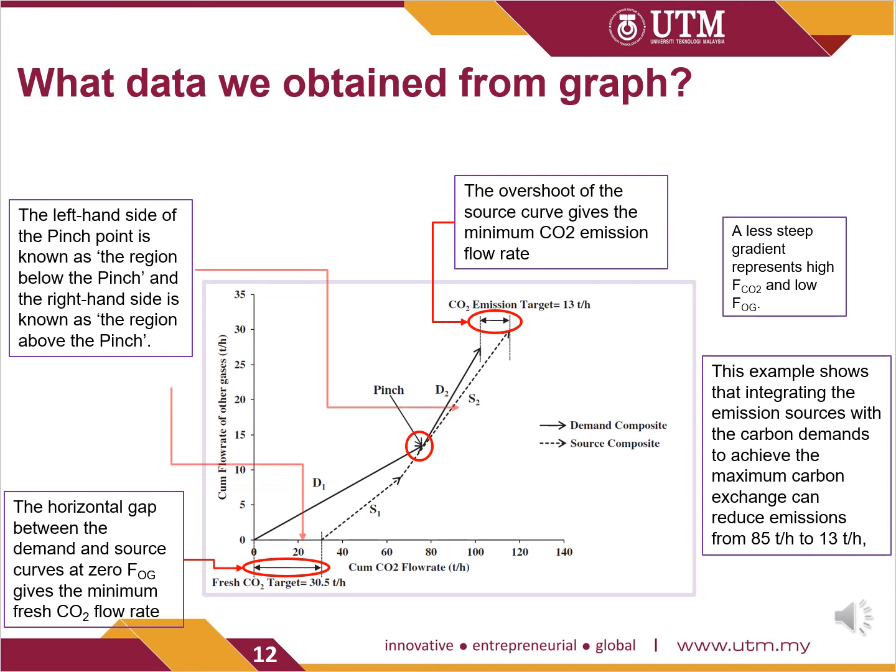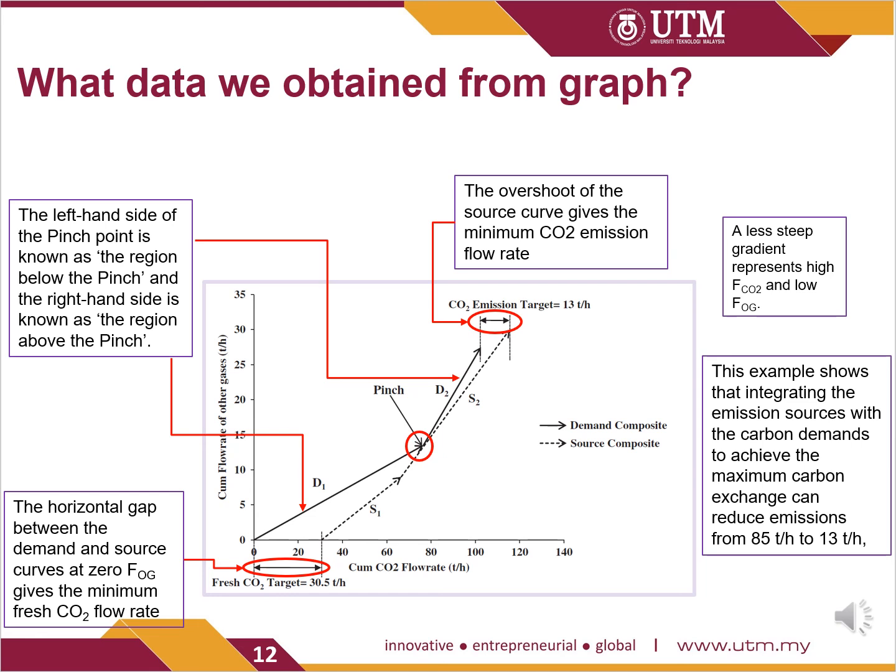So, what data will we obtain from the graph? From the cumulative values calculated and the constructed source and demand curves, we will shift the whole source curve towards the demand curve until both curves touch each other. The point where they touch is the pinch point. From there, we can determine the minimum fresh CO2 target and CO2 emission target.